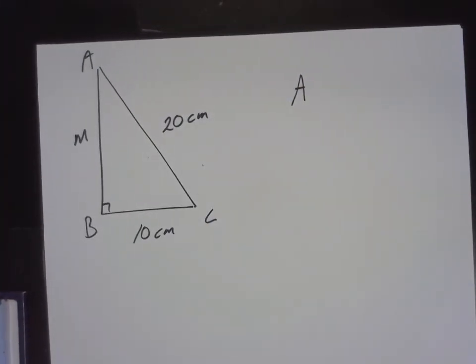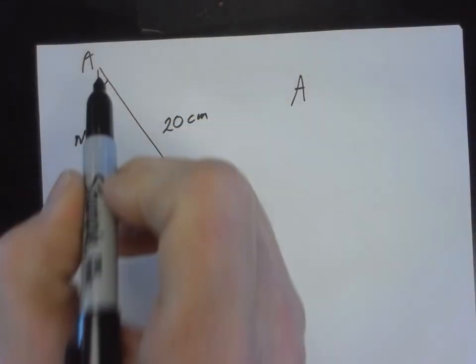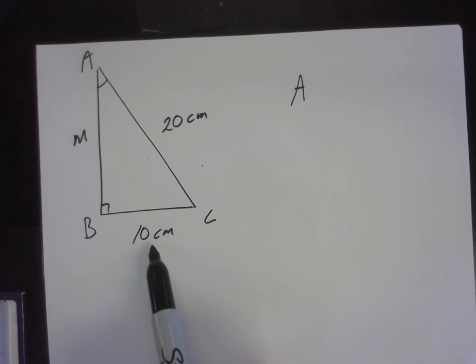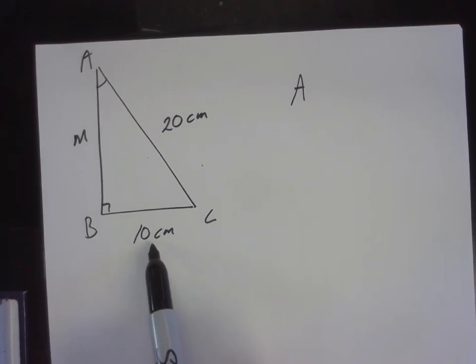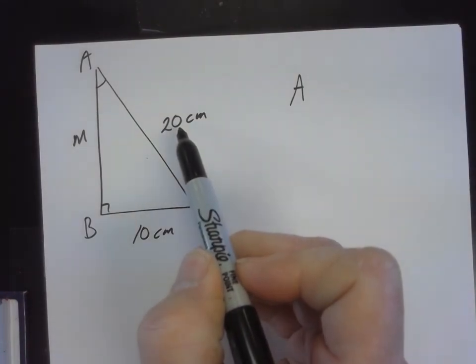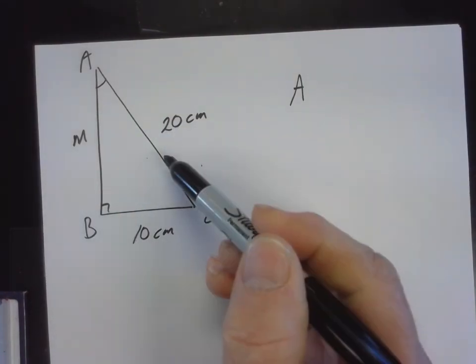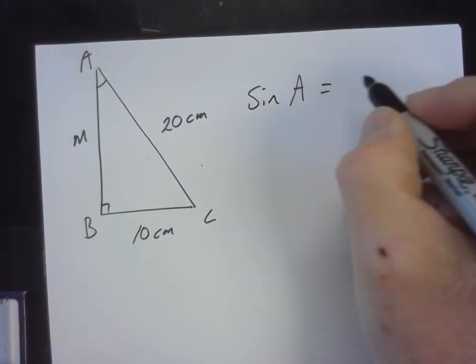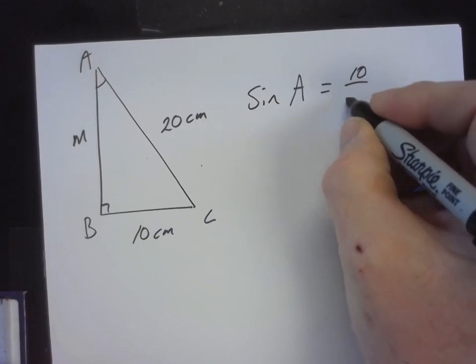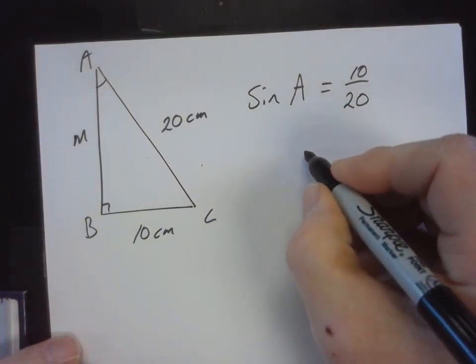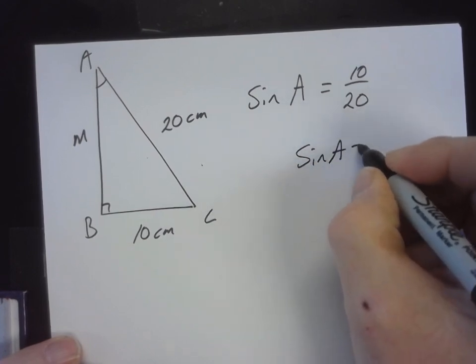So I have to think about, as I'm looking at angle A right here, what are the two sides I know? What's 10? Opposite. There you go. And what's 20? Hypotenuse. Right. And so what function is that? Opposite and hypotenuse. Yeah, there you go. So the sine of angle A equals the opposite over the hypotenuse. And that's a half, by the way. So the sine of angle A equals a half.